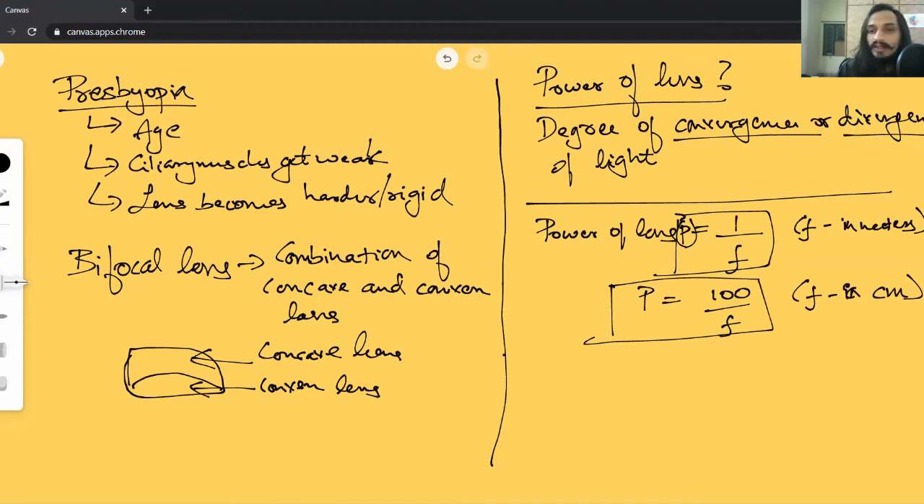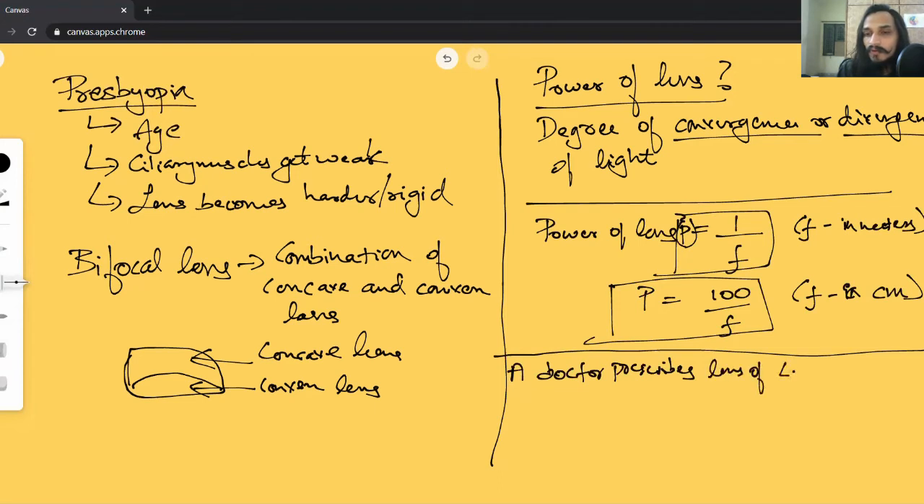I can demonstrate this with a very simple sum for you. I'm going to put it like this. A doctor prescribes a lens of 4D power to Rohit. What is its focal length?